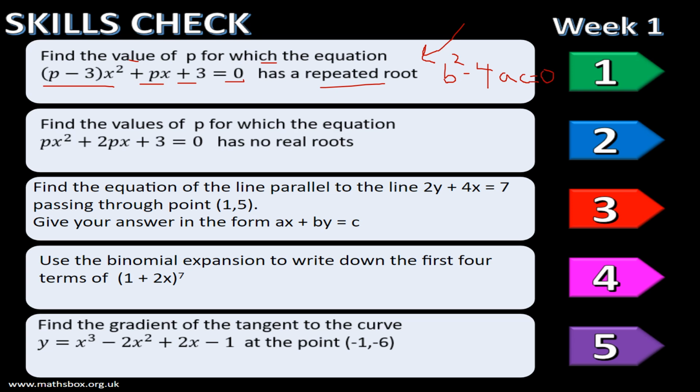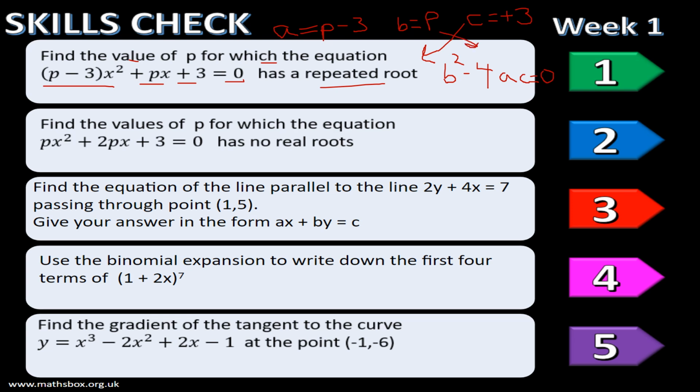So a is equal to p minus 3. Remember, a is the coefficient of x squared. b is the coefficient of x, the number or term in front of the x, which in this case is just p. Remember, p is just a constant, and c is the constant at the end, which is just 3. So I'm now going to sub this into my equation.